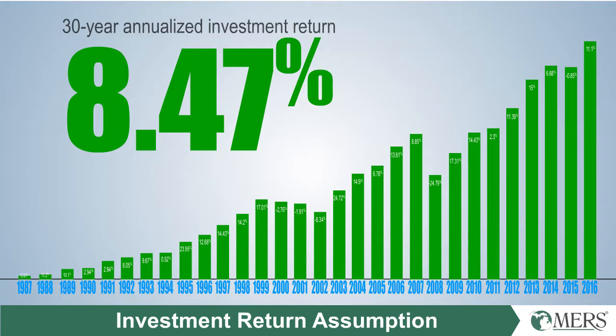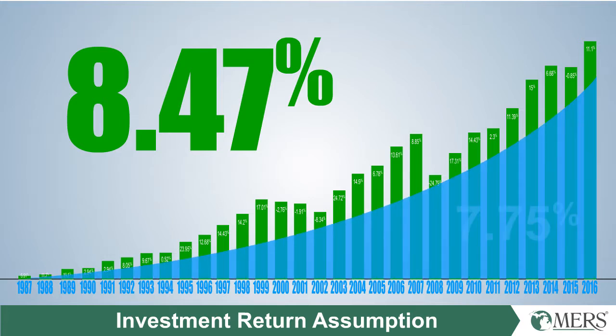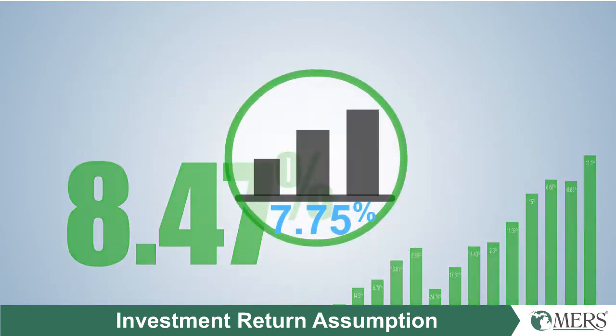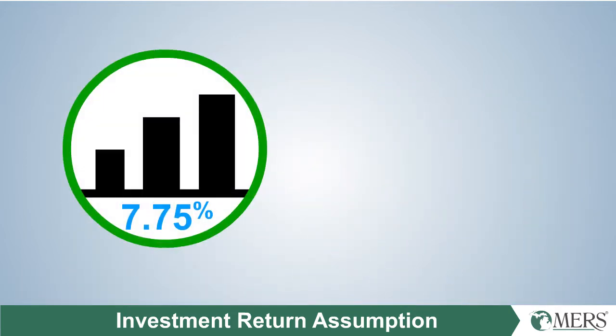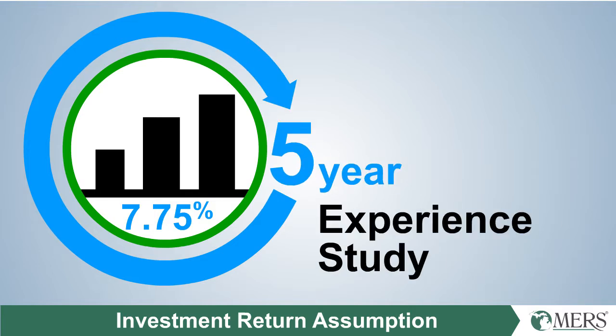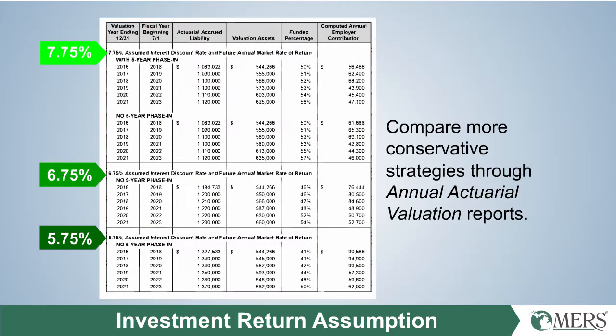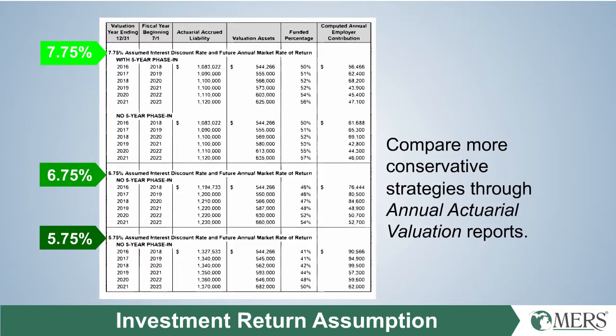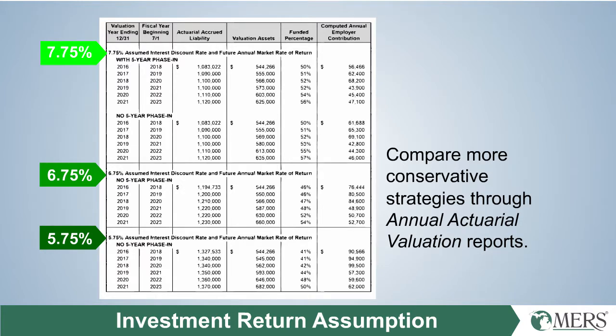Based on our past success and expertise of our forward-facing analysis, MERS has determined that the 7.75% is a reasonable assumption to use at this time. This value, along with all our other actuarial assumptions, is revisited every 5 years in an experience study that compares predictions against real-world experience and recommends any adjustments. For municipalities that wish to explore a more conservative assumption, MERS provides a 6-year budget projection showing various rates within our annual actuarial valuation report.